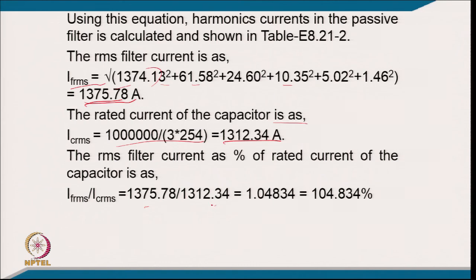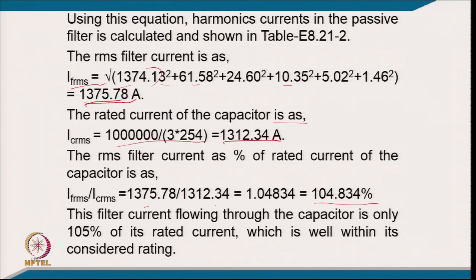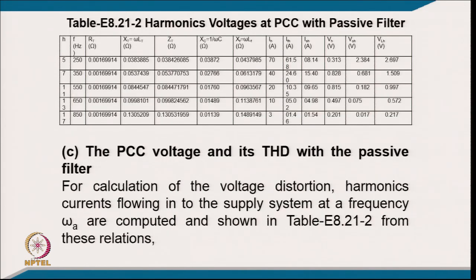So, you keep the value, it is only 104.83%. Earlier, in resonance, it was 153%, which is reduced to hardly 104.834%. So, this passive filter current flowing through the capacitor is only 105% of its rated current, which is well within the considered rating, and this is the typical value.